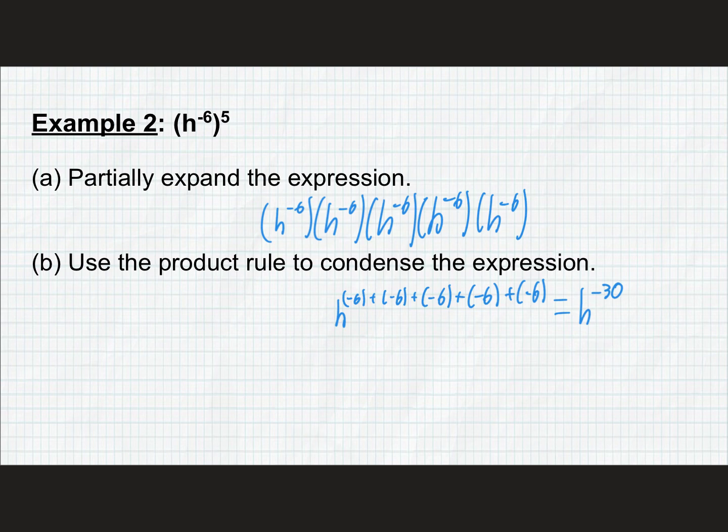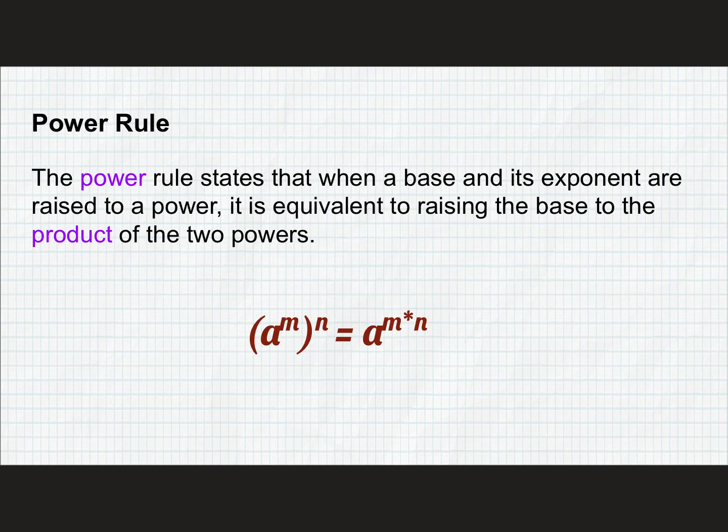Alternatively, we could just use our product rule but expand it to include all the terms. So h to the negative 6 plus negative 6 plus negative 6 plus negative 6 plus negative 6, which is h to the minus 30. Either way, we should arrive at the power rule, which states that when a base and its exponent are raised to a power, it is equivalent to raising the base to the product of the two powers.